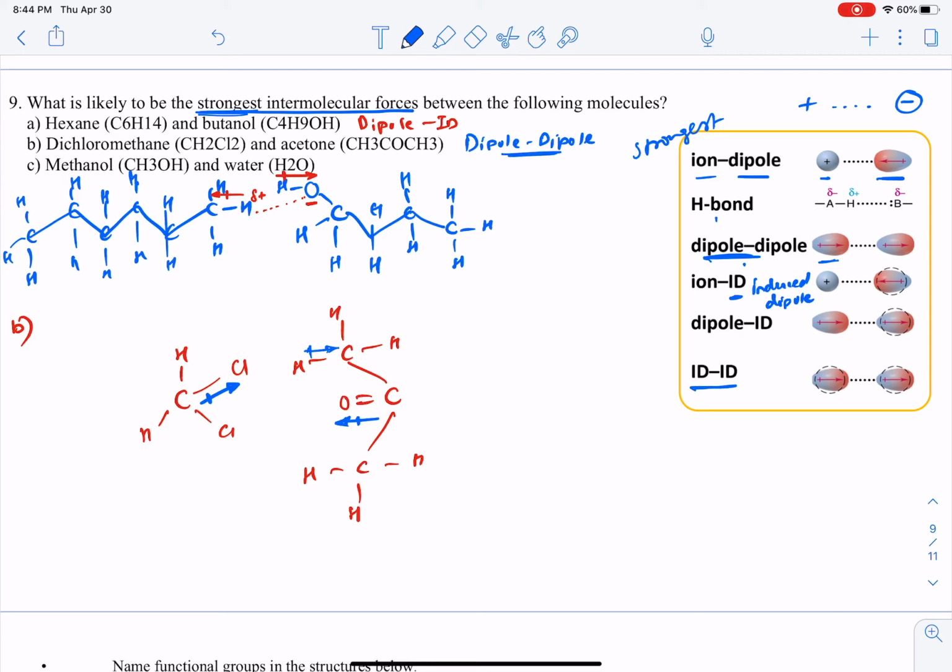Next we go to methanol, CH3OH. Let's draw it this way so it shows easily: H, oxygen, H. So here we have, again, you can say directly that it's a dipole. This is a dipole, and this is also a dipole, but we have to check first: is there anything stronger than that?